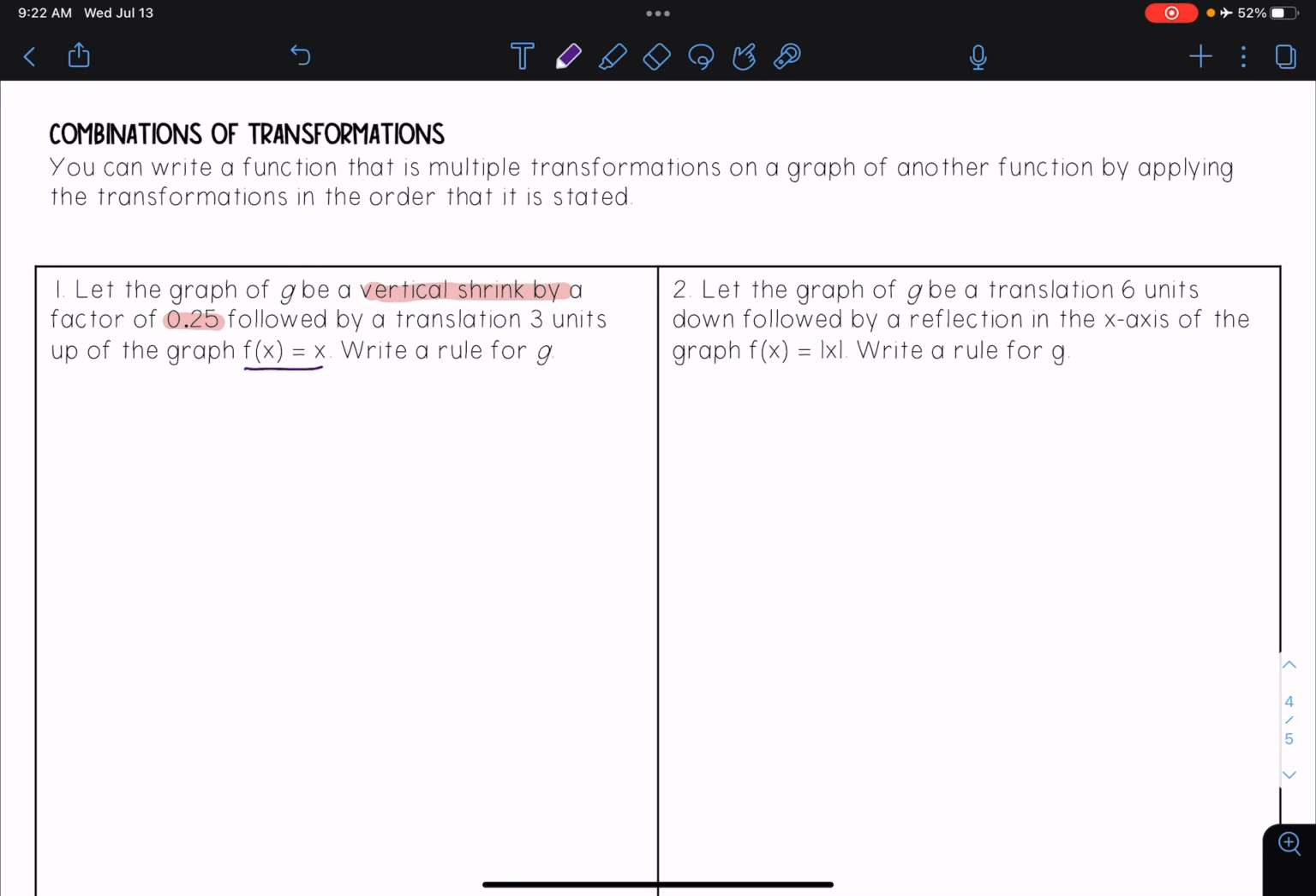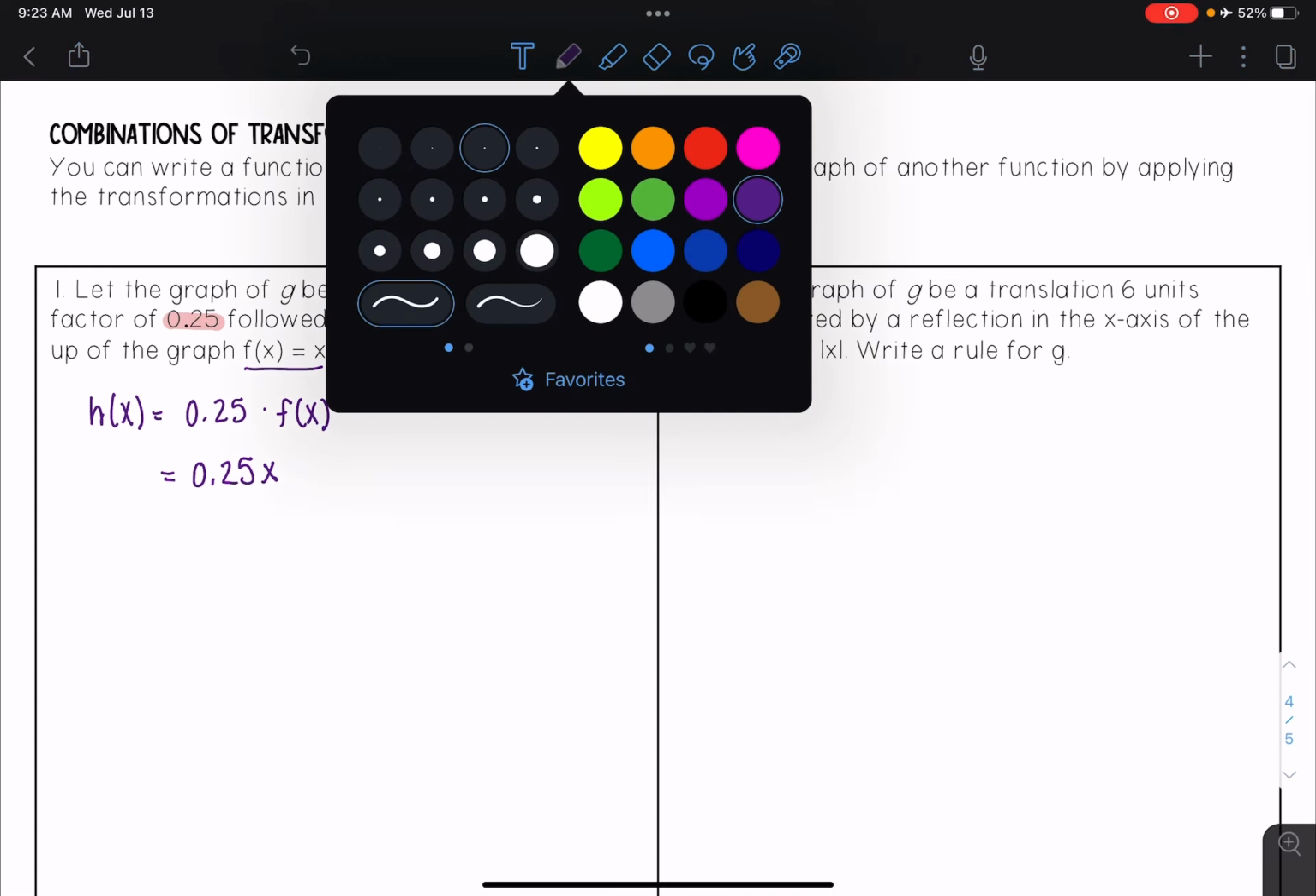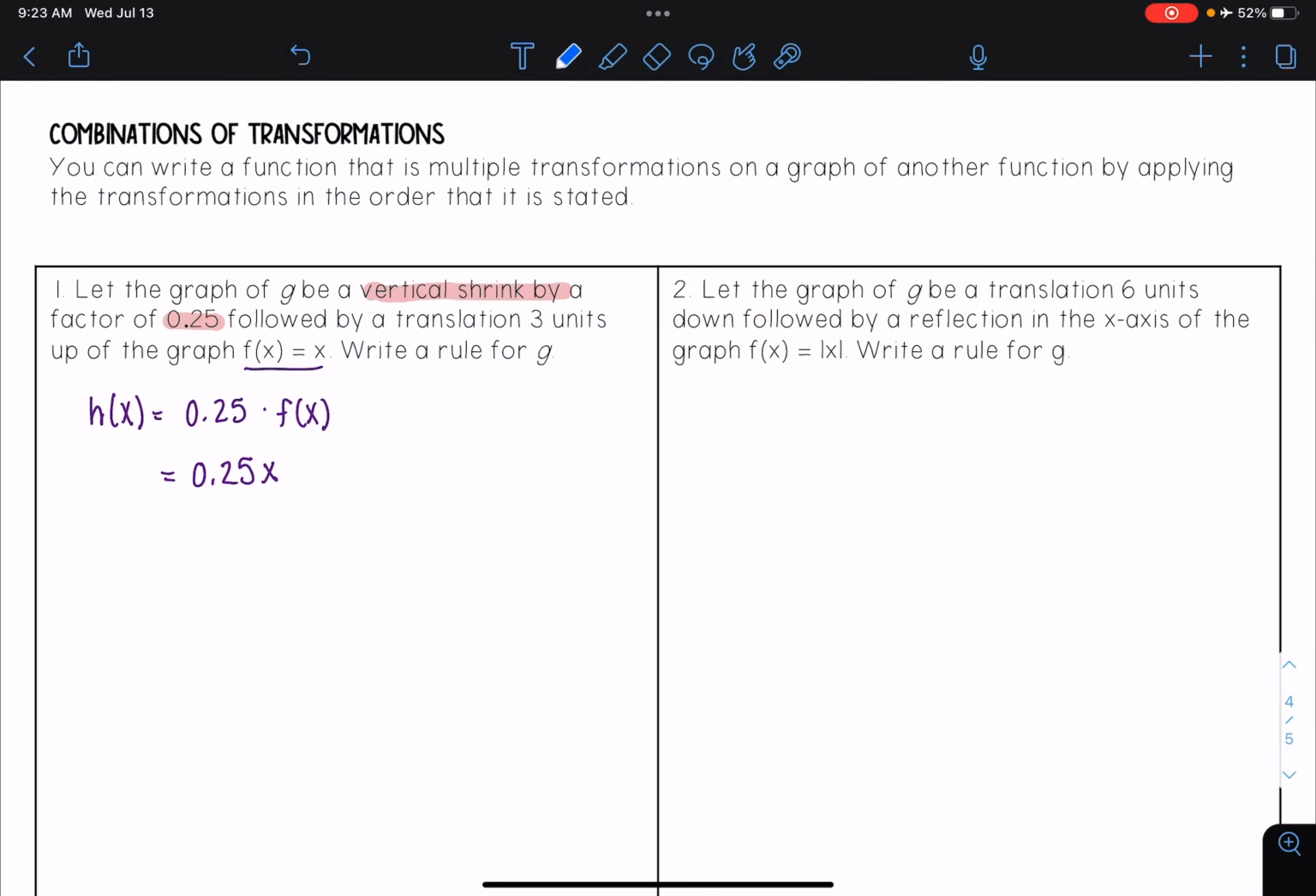So that means for my first transformation, let's just call it h. To do that vertical shrink, I'm going to multiply f of x by 0.25. And since f of x is equal to x, that means that my first transformation is going to be 0.25x. So we did the first transformation. Now we need to go ahead and do the second one.